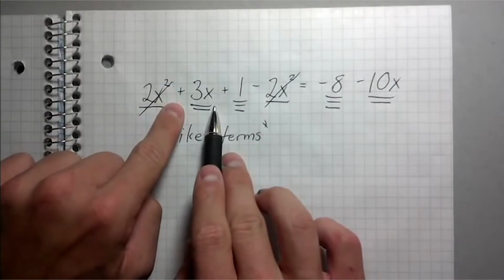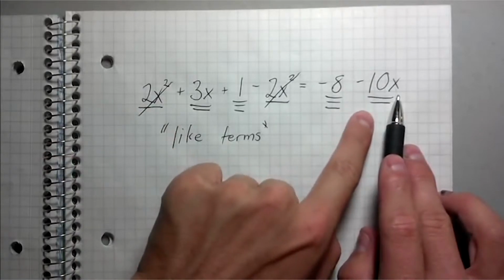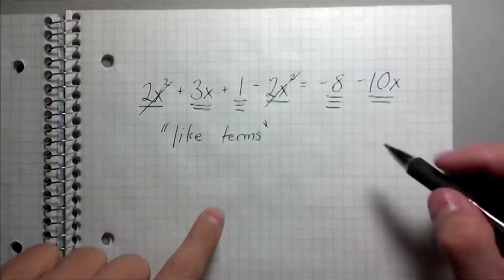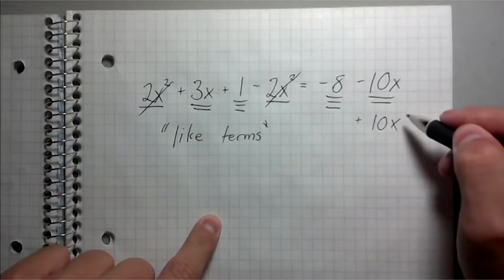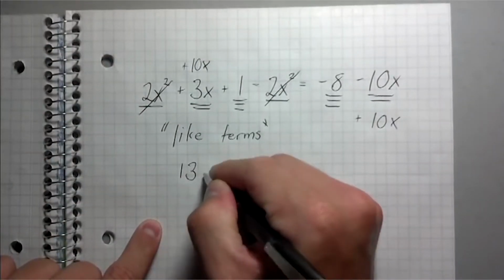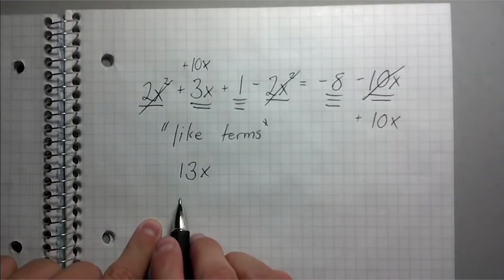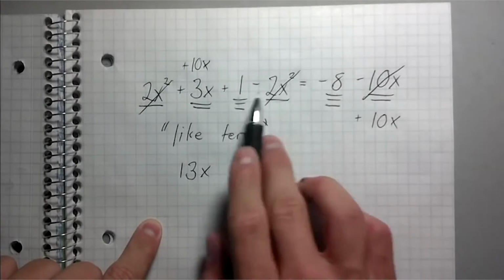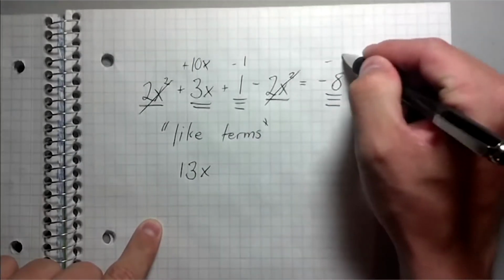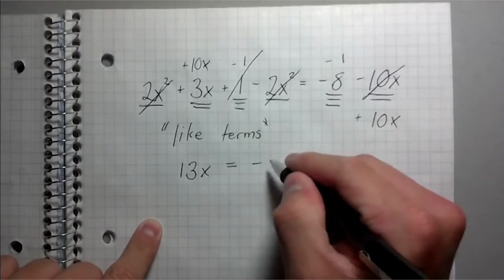What should I do? Should I take this 3x and subtract it from both sides and move it over here? Or should I take the negative 10x and add it to both sides and move it over here? I'm going to just try to keep things positive, and I'm going to add the 10x to both sides. So I'm going to go plus 10x, and plus 10x. On this side, I'm going to get a positive 13x, and this is going to go away. How about the 1 and the negative 8? Again, what do I do here? I'm going to take this 1 and subtract it from both sides. So it's going to go away, and I'm going to end up with 13x equals negative 9.